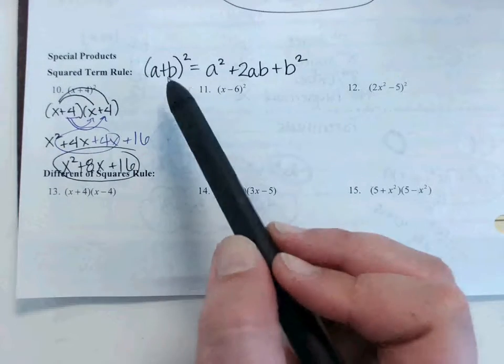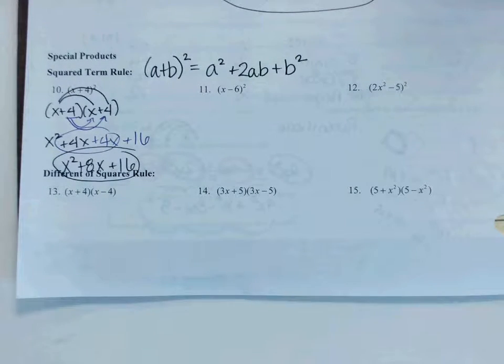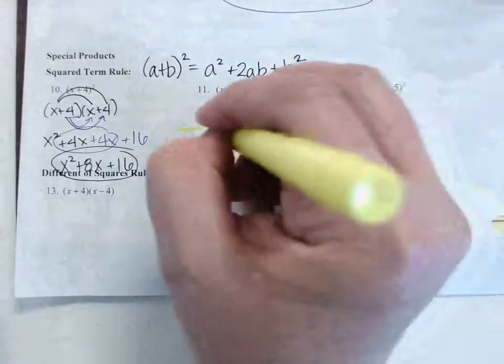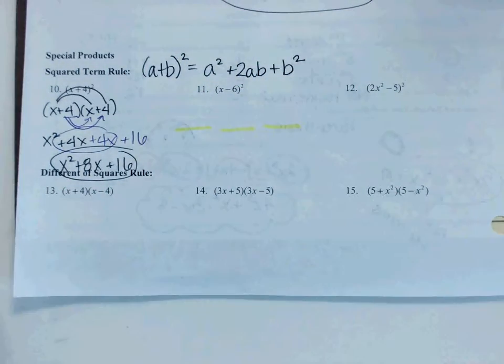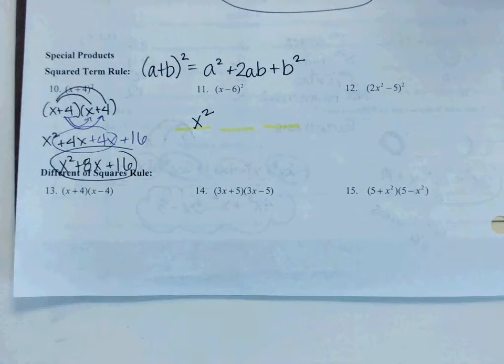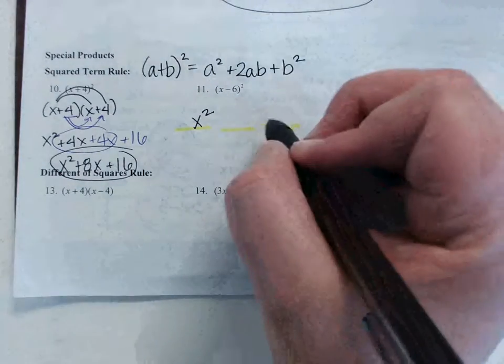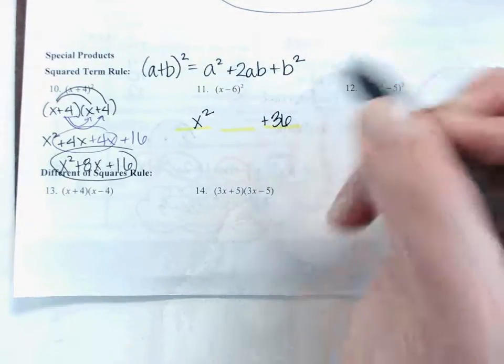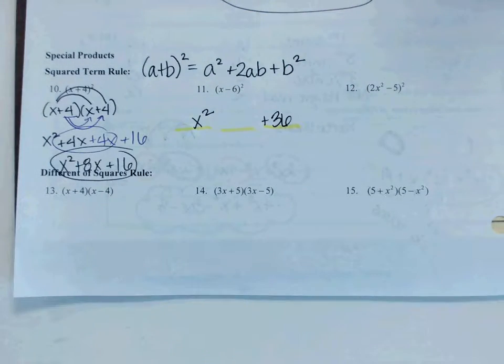Okay? So we're going to do 11 and 12 by the shortcut. Do blank, blank, blank. The first blank is the first term squared. My first term is an x. When I square it, I get x squared. My last term is a 6. What is 6 squared? 36. Now, even though the 6 was negative, when I square it, what do I still get?